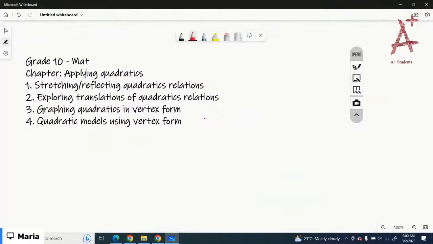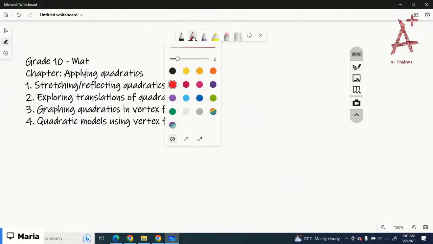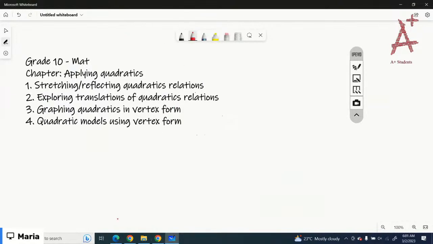So we're going to start with grade 10 maths. We're going to start with the chapter Applying Quadratics. You can find the chapter in the Nelson book, Principles of Math Nelson Grade 10, on page 250. So let's start with the lesson.